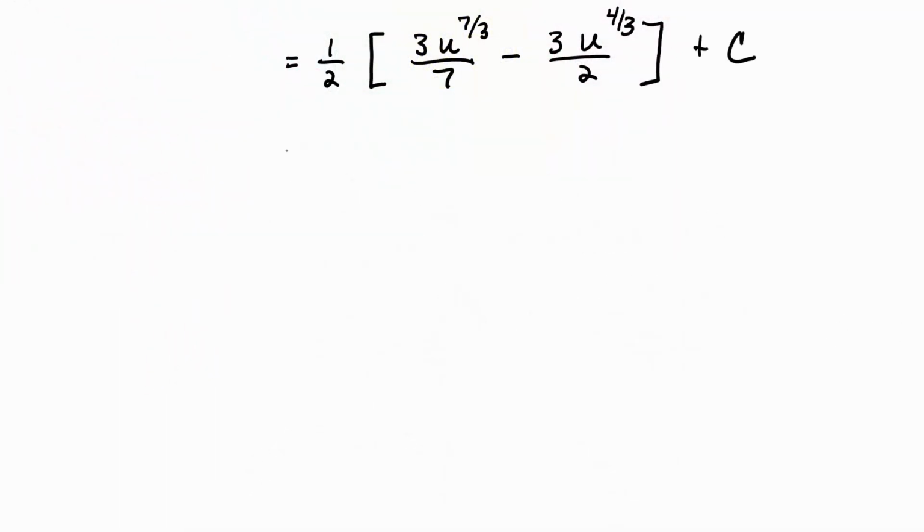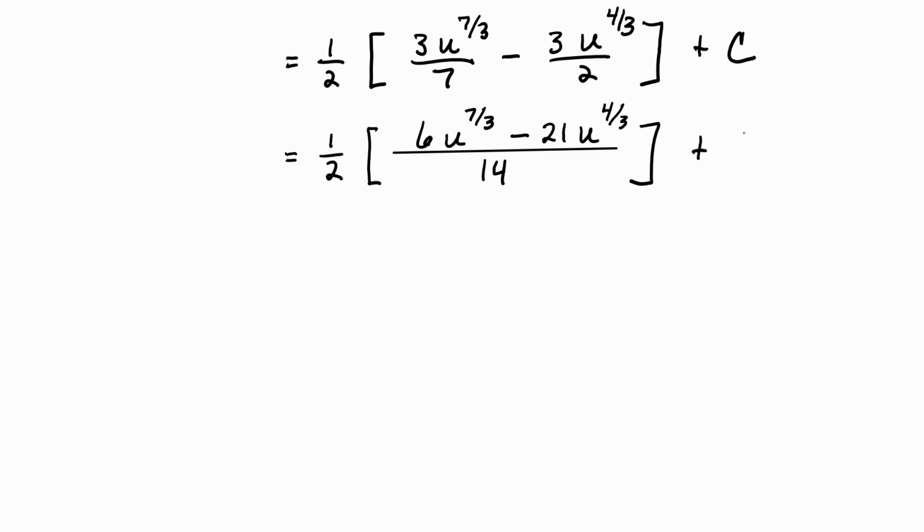We continue to simplify, bring down the equal sign and the 1/2. Let's get a common denominator on the inside of the brackets here. Our common denominator would be 14. So this first term becomes 6u to the 7/3 minus the second term, which would become 21u to the 4/3 plus c.